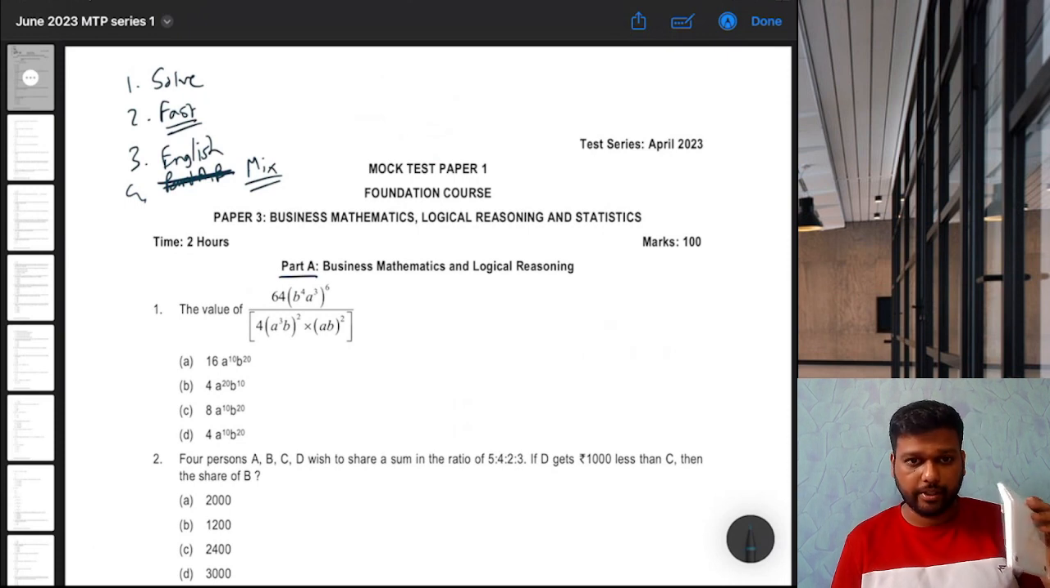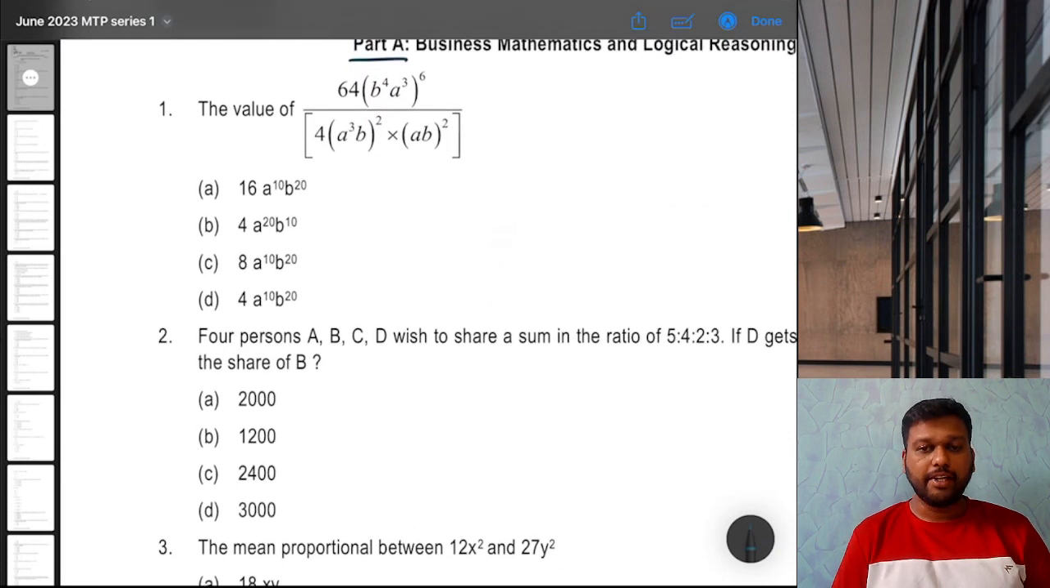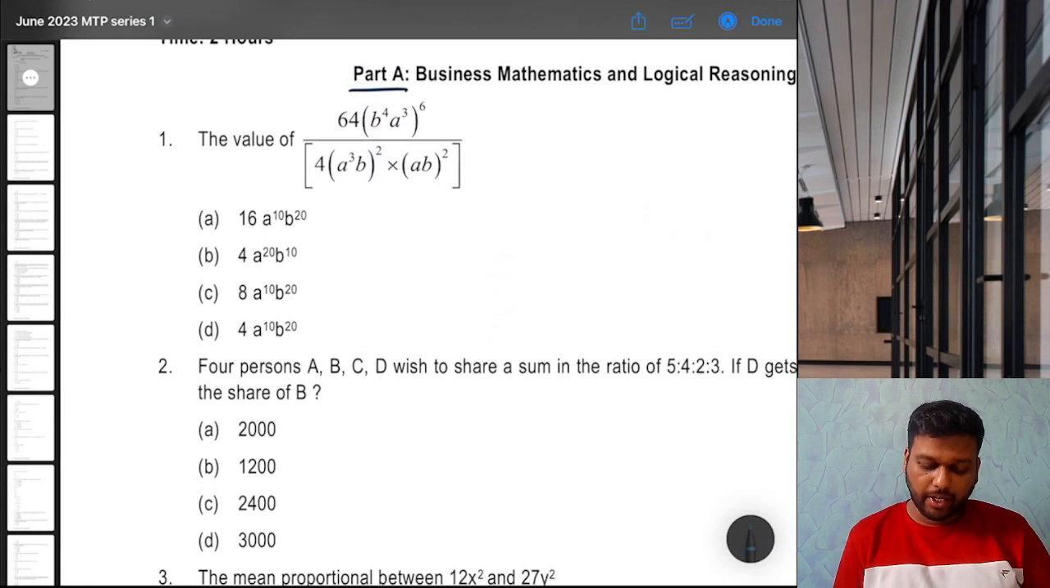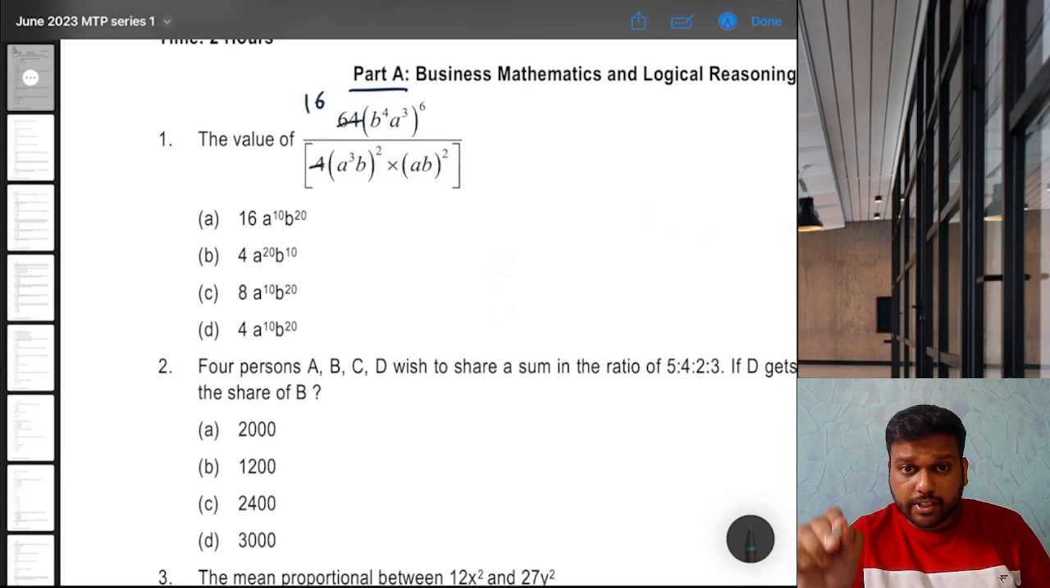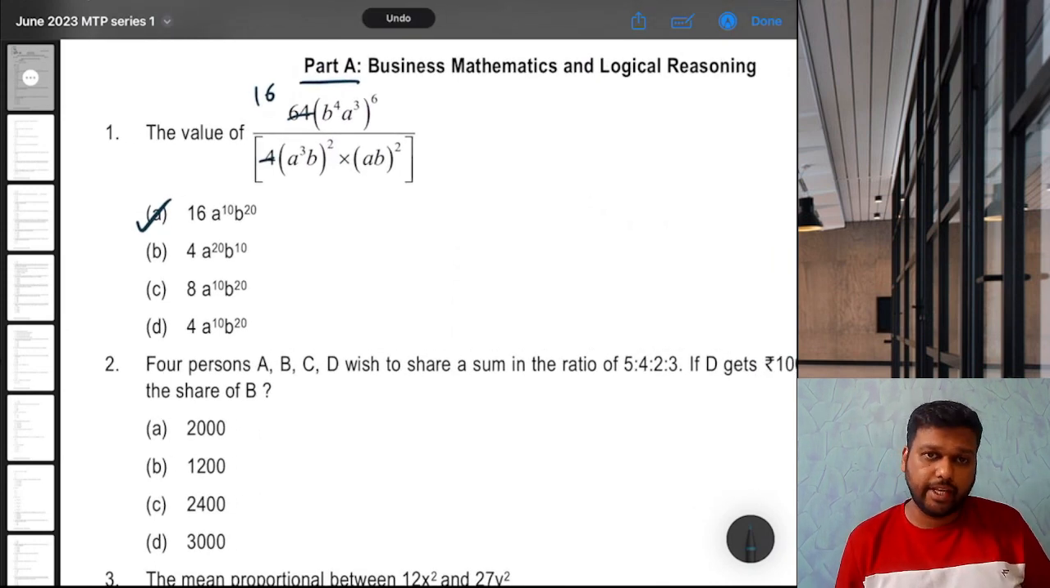Get ready with your calculators. First is indices. The value of this is... Now there is one simple thing here, because if you observe 4 and 64, if we cancel, we get 16, right? There is no other constant there. That means in the options, A has to be the answer. Don't even go to B, C, D, because 16 is not going to be cancelled anywhere now. So A is the answer.